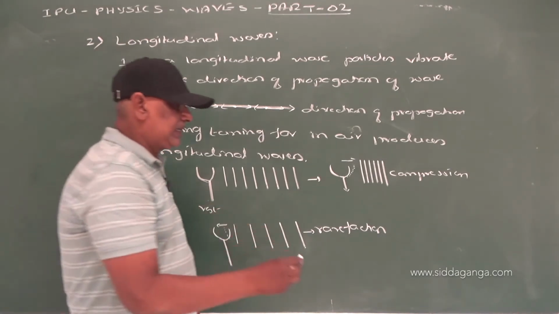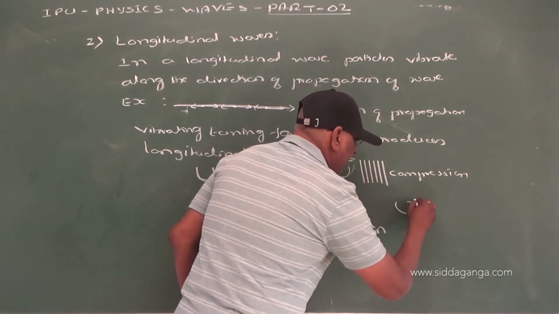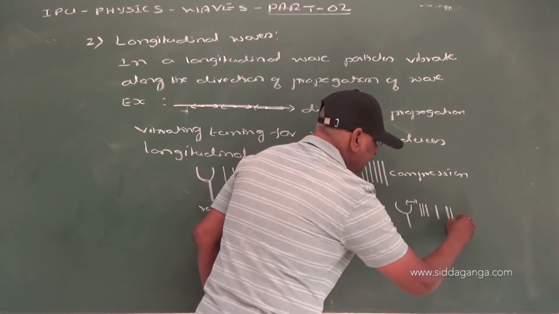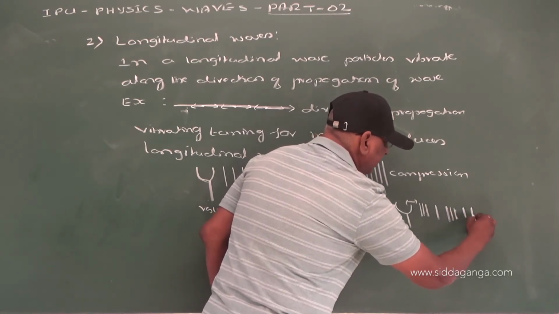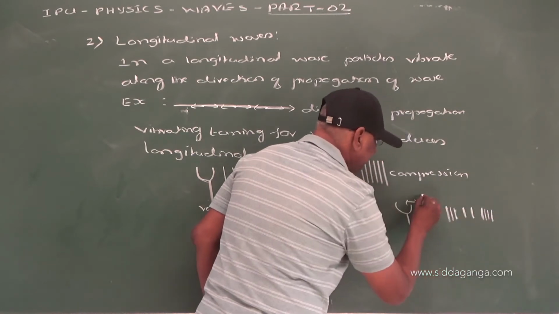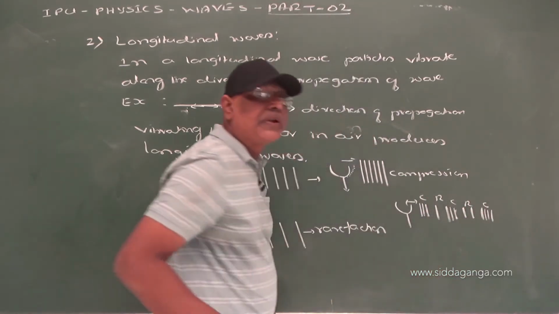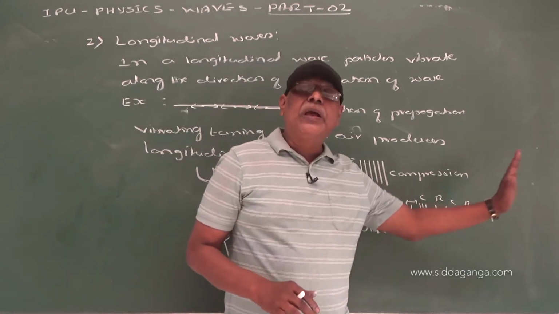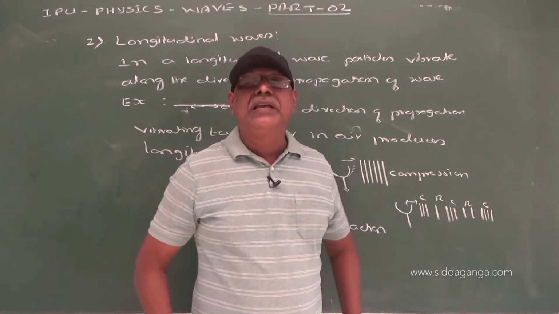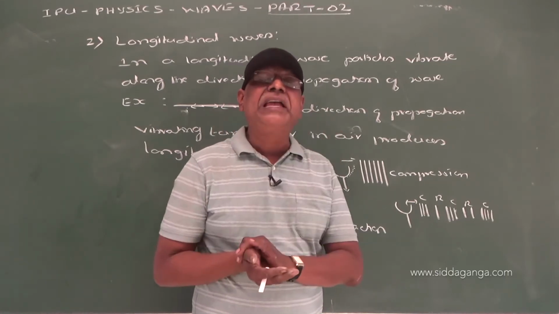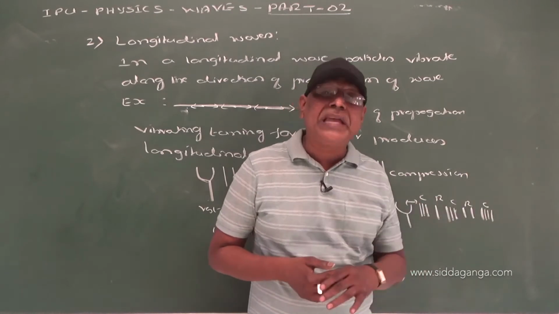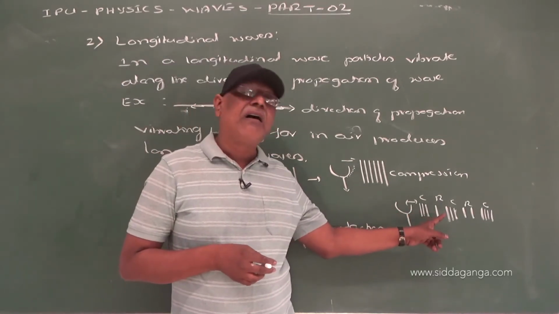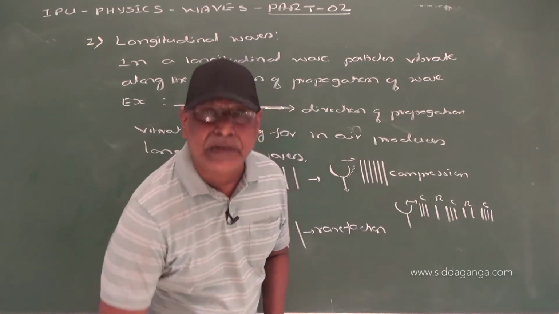As the prong continuously vibrates towards the left-hand side, you will see compressions and rarefactions alternate. This is compression, rarefaction, compression, rarefaction, compression, rarefaction. These alternate compressions and rarefactions move in a forward direction. That means the disturbance due to vibration of air layers gets propagated through air, producing a longitudinal wave. So a longitudinal wave consists of alternate compressions and rarefactions.